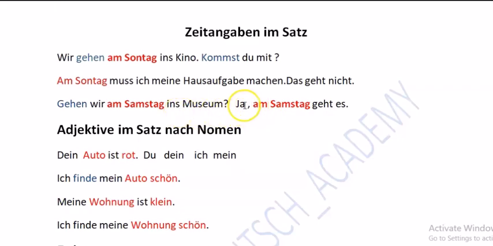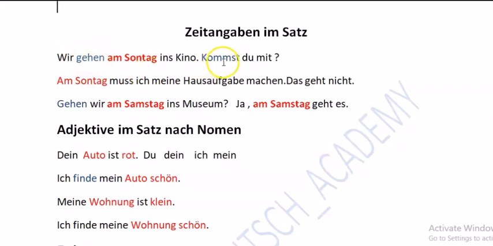Then our friend says, ja, am Samstag geht es. Ja means yes. On Saturday I can do that. Geht es means yeah, it is possible. So in conclusion, we can say that here the position of time and verb is described. When time is used in a declarative sentence, we use it in third position. The verb is always in second position in a declarative sentence.